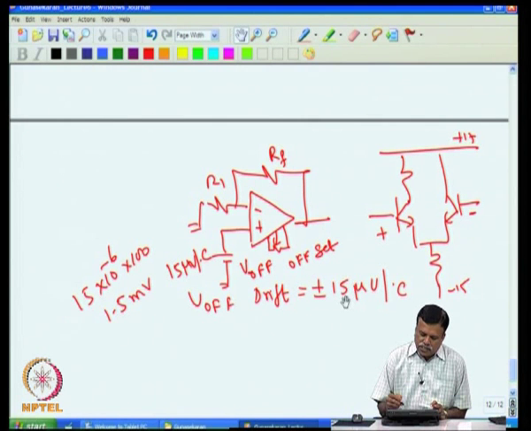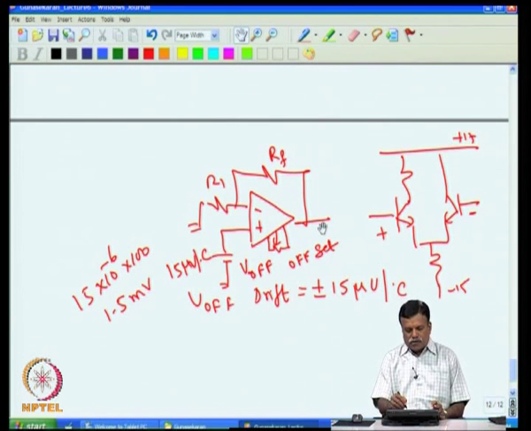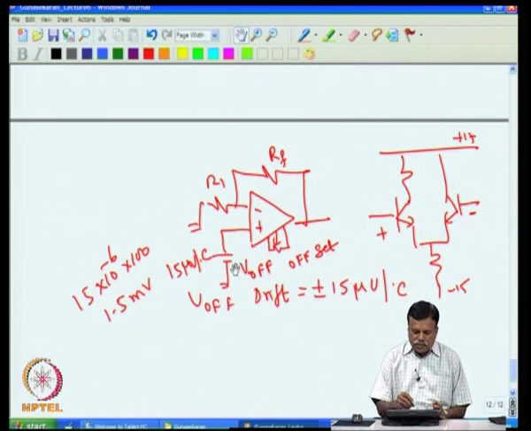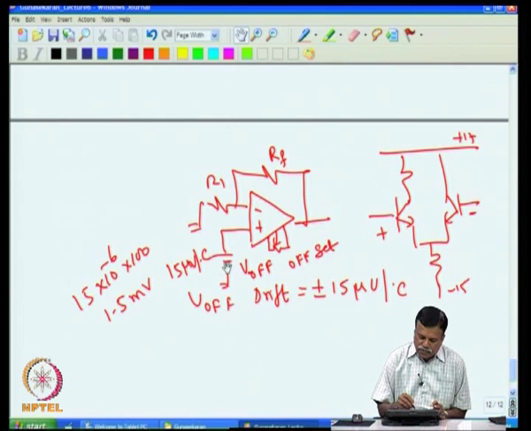Now that means while designing we have to make sure the offset voltage produces very little error at the output. That is the approach that we have to take in the operational amplifier circuit design. So we have to select the required op amp such that the offset voltage drift contributes very little at the output. Now for example, in this case we have taken 15 microvolt.